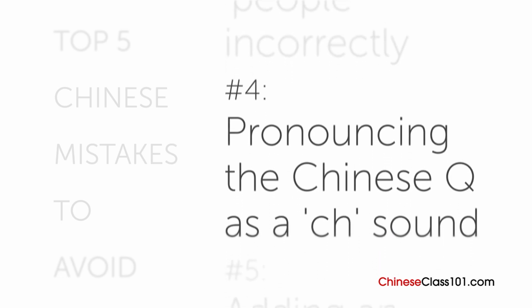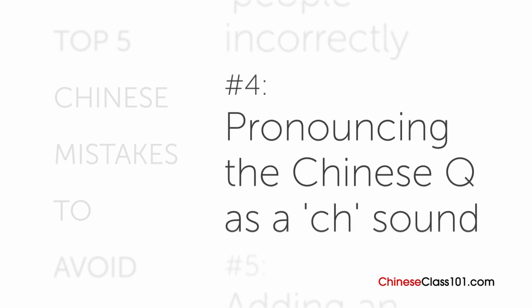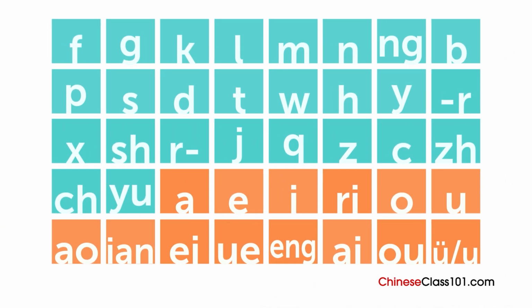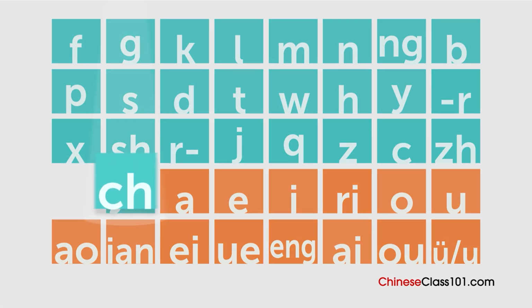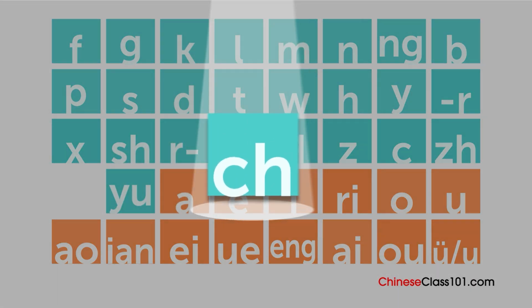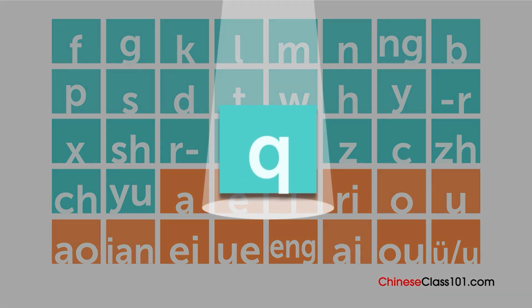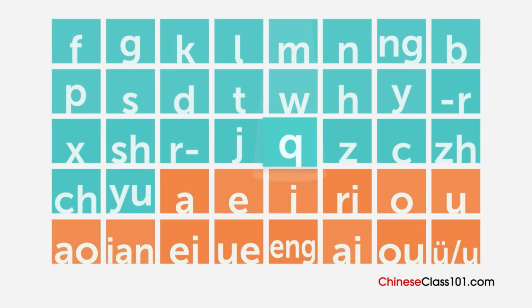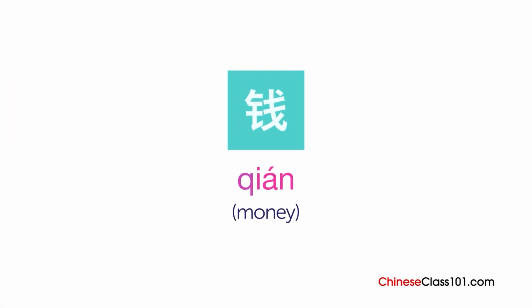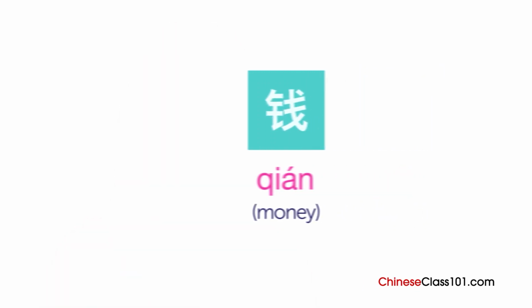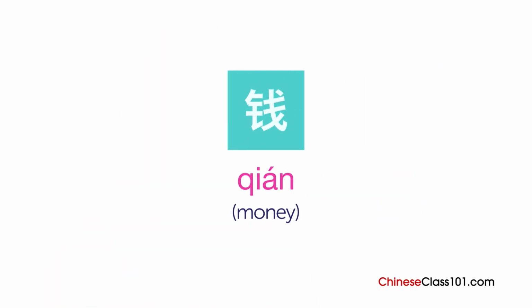Number 4. Pronouncing the Chinese Q as a ch sound. This is one of the biggest mistakes for students of Chinese. There are many ch-like sounds in Chinese, all of which are distinct. The challenge for English speakers is to first perceive the difference and then to recreate it. The Chinese Q sound should be pronounced with the tip of the tongue touching the bottom teeth, while the blade of the tongue lays flat behind the front teeth. We'll break down the differences between the ch sounds of Chinese in lesson 7.